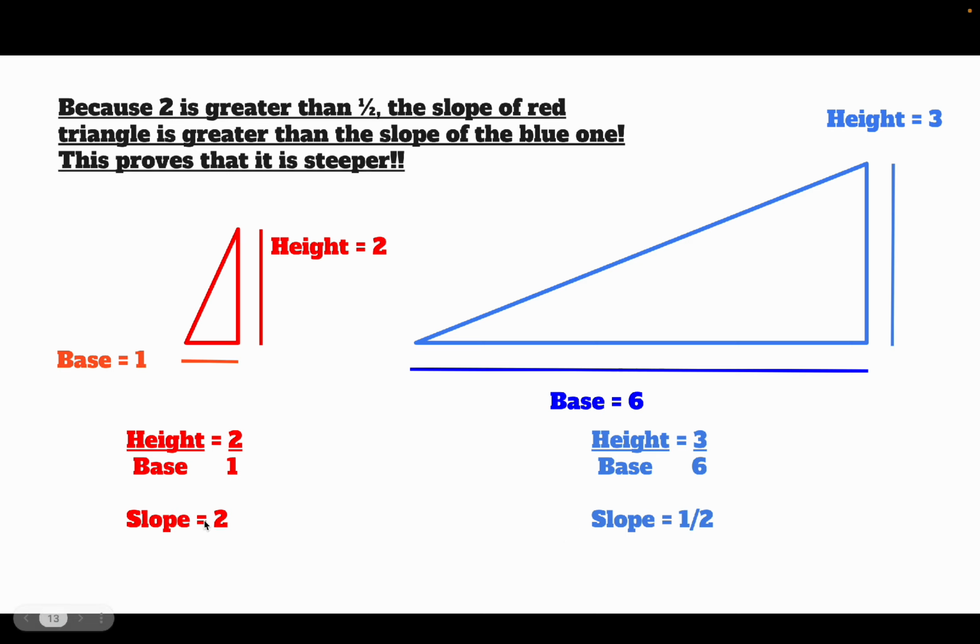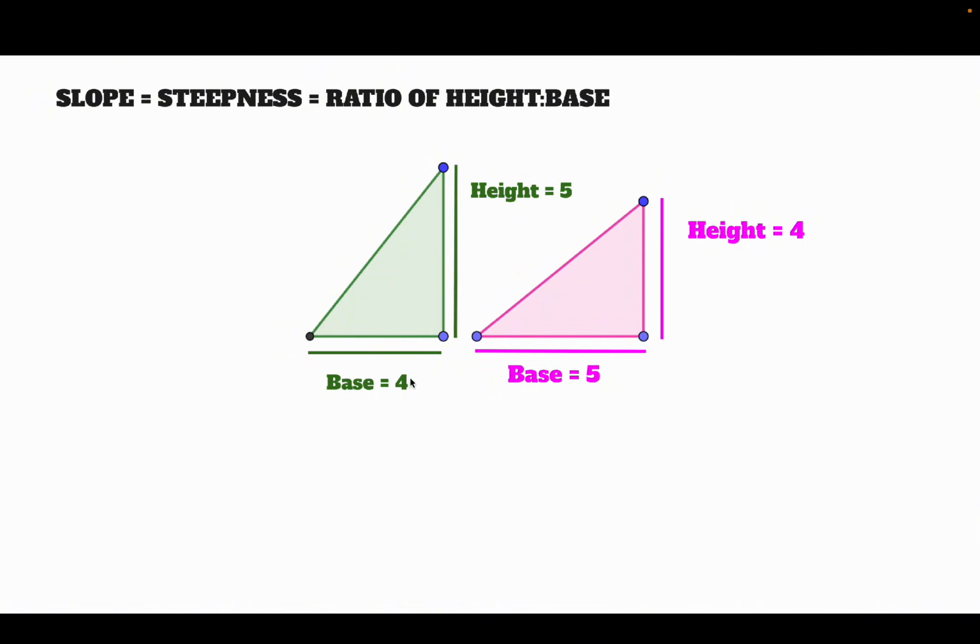2 is greater than 1/2, and that proves that the red triangle has a steeper hypotenuse than the blue triangle. Another example. I have a base of 4 and a height of 5 for my green triangle, and then it's switched for my pink triangle, a base of 5 and a height of 4. So we're going to calculate the slope.